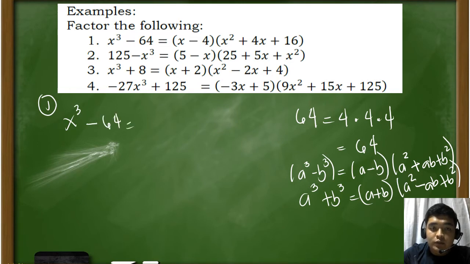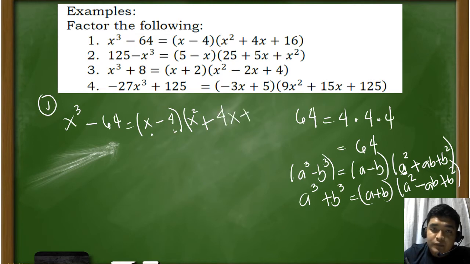So for number 1, x cubed minus 64, our binomial is x, that is just the cube root of x cubed, and the cube root of 64, which is 4. In the formula, a squared, our a is x, so that is x squared, x times x. Plus ab, this is our a, this is our b, so x times 4 is 4x. Plus b squared, that is 4 squared, or 4 times 4 is 16. So that is for number 1.